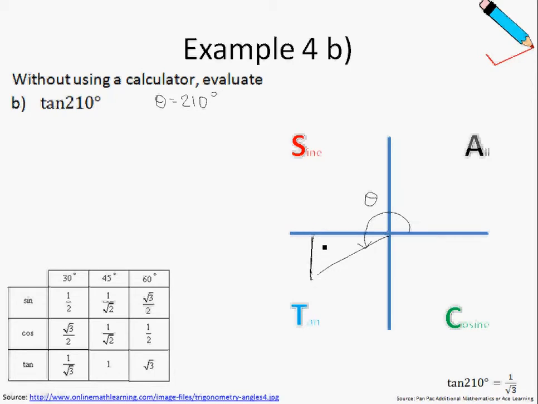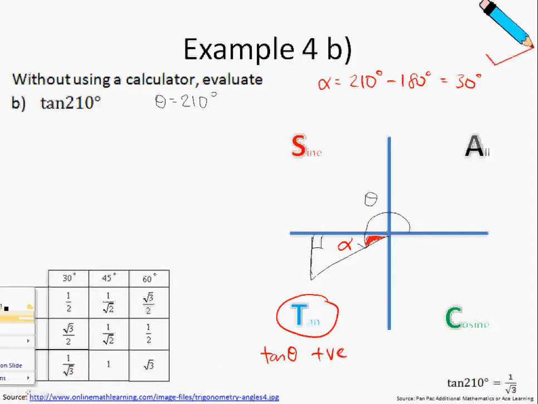So this is my right angled triangle. And the next thing I'm going to do is to identify my basic angle alpha. Recall that alpha is always measured with respect to the horizontal axis. So the red angle you see here is alpha. Since theta is 210 degrees, then alpha should be 210 degrees minus 180 degrees, which will just give me 30 degrees. So alpha is 30 degrees. Take note also that now we are in the tangent quadrant. So since we're in the tangent quadrant, the tangent of theta should be positive.